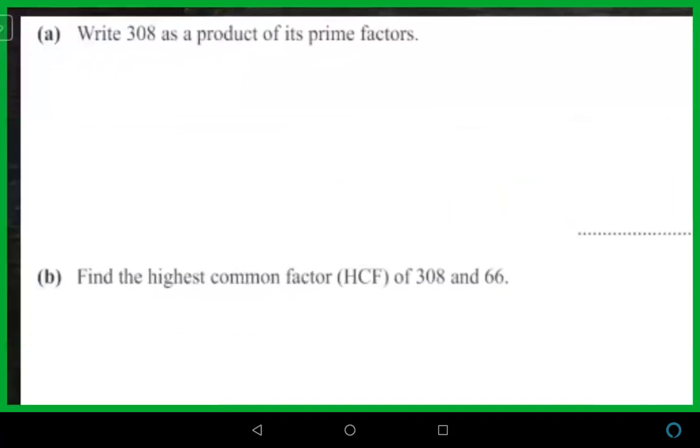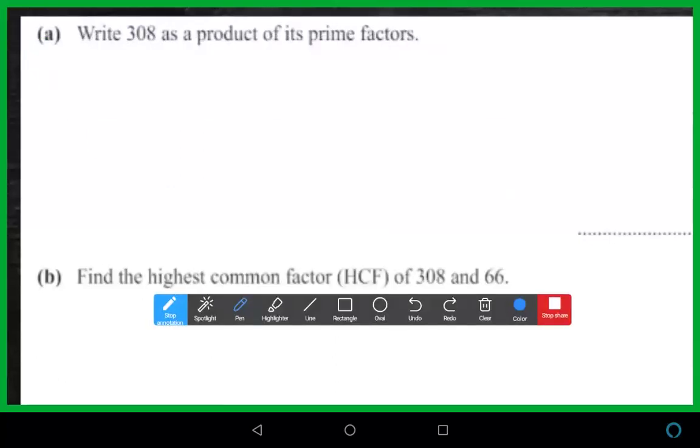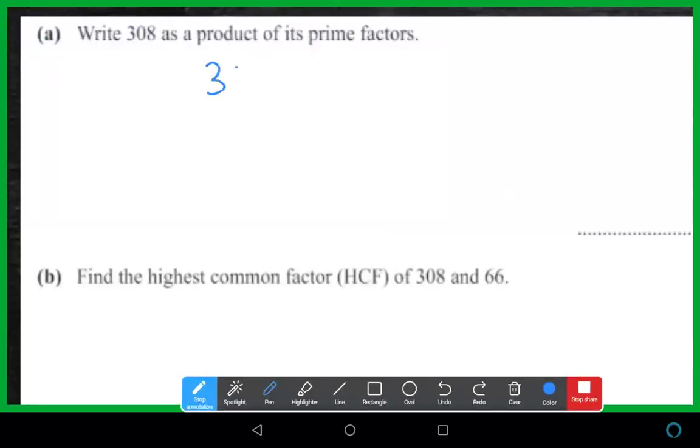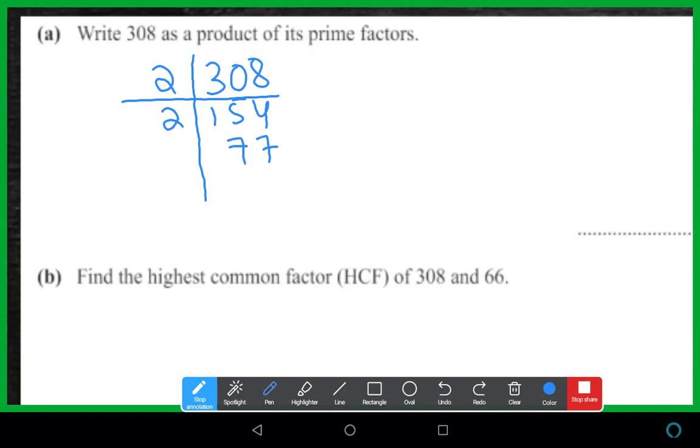The question is, write 308 as a product of its prime factors. Okay, now we have to solve 308 as a product of prime factors. 308, 2 1s are, 2 5s are, 2 4s are, 2 7s are, 2 7s are. Okay, now 7 11s are, and 11 1s are. So we have to write 2 raised to the power 2 multiplied by 7 multiplied by 11. That's it. Part A is done.